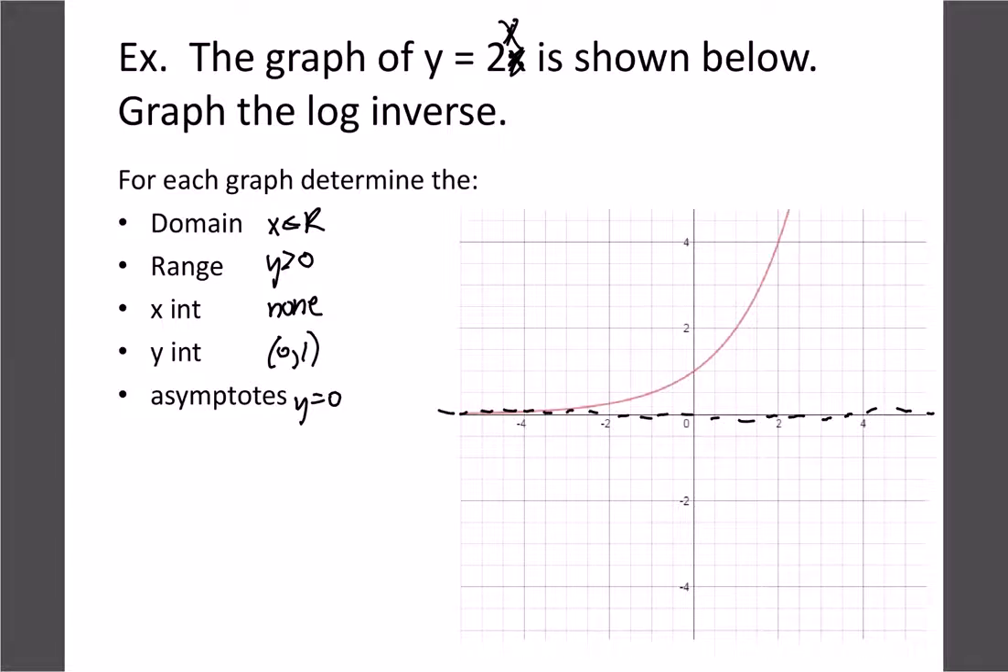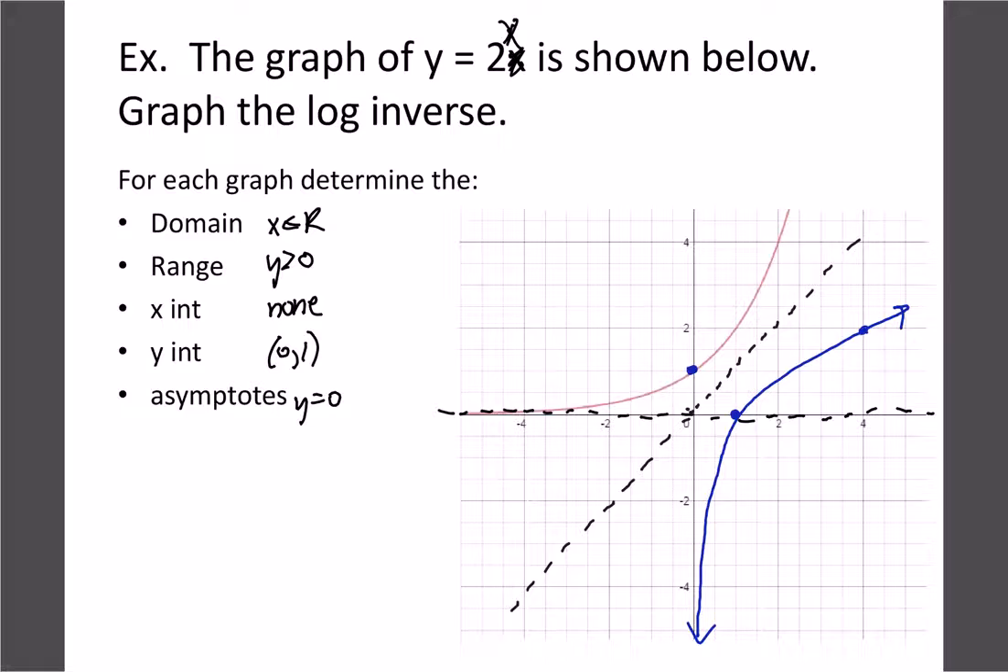So now if we were to draw our log graph, remember it's the inverse, so that would be the diagonal reflection, that would be where our reflection line is. And then all of our coordinates trade. So this (0, 1) will now become (1, 0). And this other one at (2, 4) will now become (4, 2). And we'd end up getting our graph looking something like that.